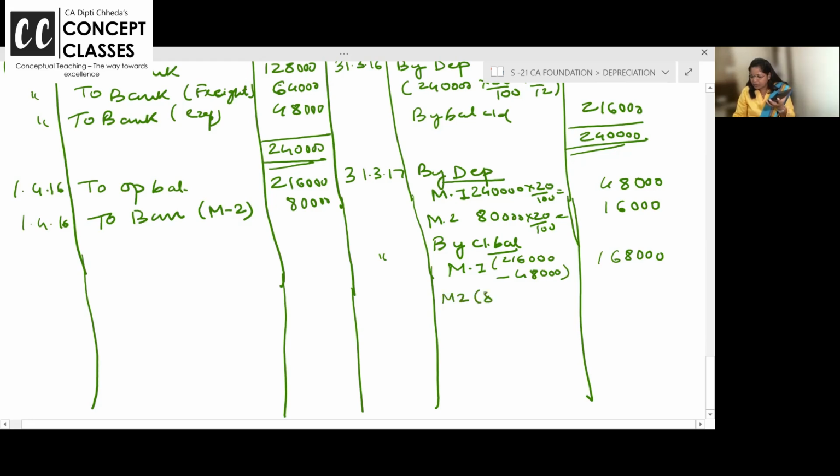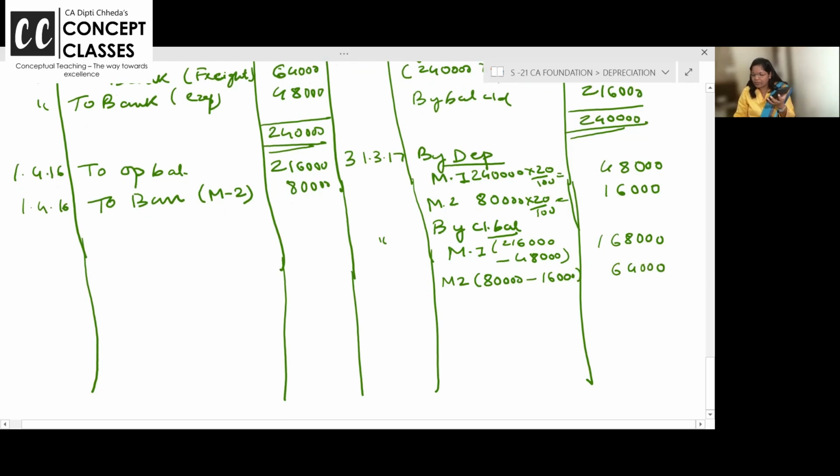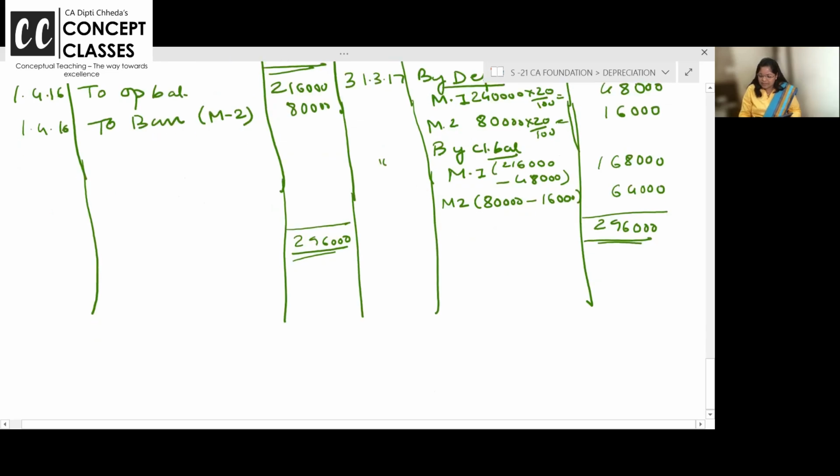And machine 2, 80,000 minus 16,000, 64,000. I hope you all are getting what I am doing. Opening I wrote, purchase I wrote, depreciation and closing. Done. You will get the totals. 2,16,000 plus 80,000, 296 minus 48,000 minus 16 minus 160. See, you get the balancing figure also as closing balance, but the better way is to write it separately.